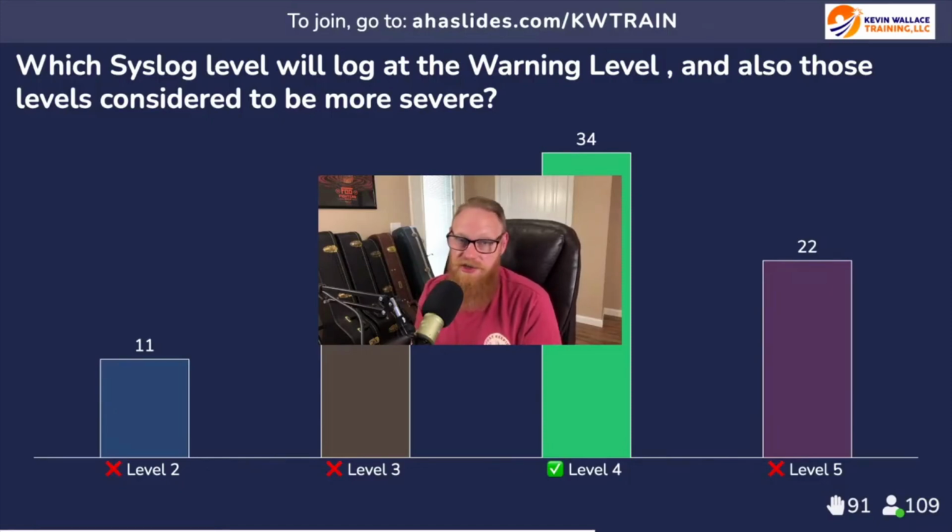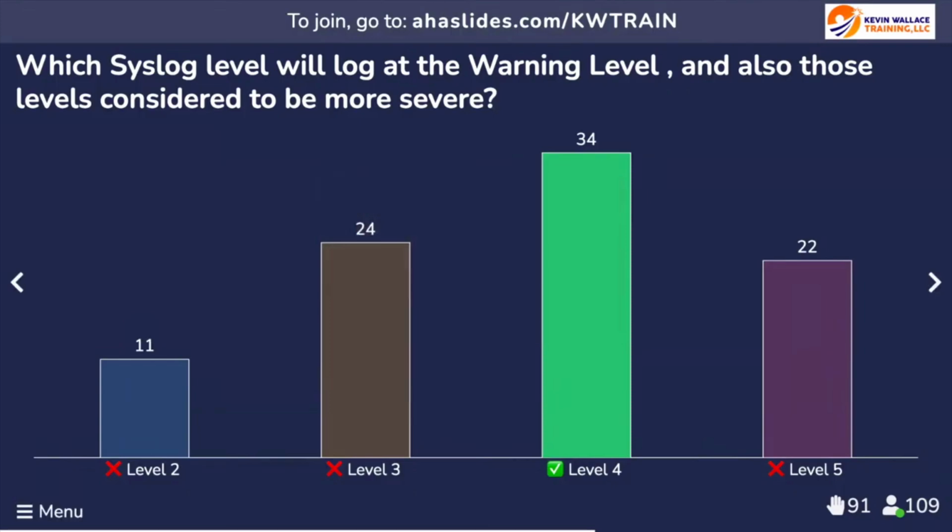So warning conditions are going to be specified at level 4 security levels. When we configure a Cisco device to log syslog messages at level 4, it's going to mean level 4, and all of those numerically lower are going to be logged. So level 4 and more severe, or in other words, level 0 through 4 are going to be collected, ranging from emergency to warning. Great job there.